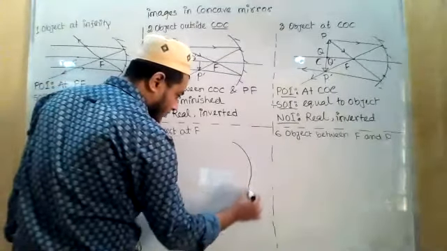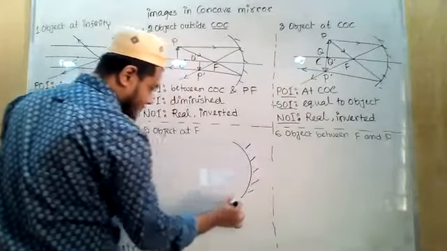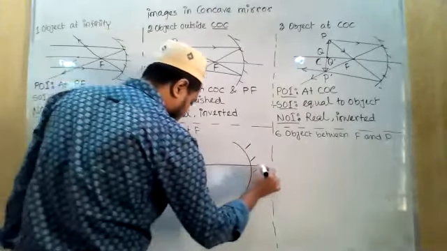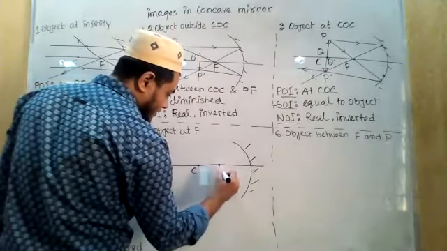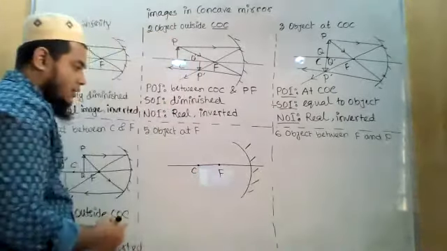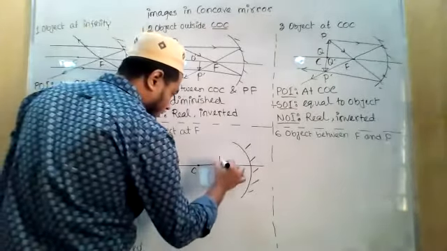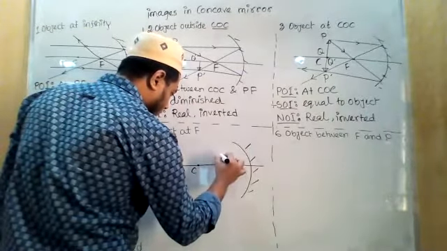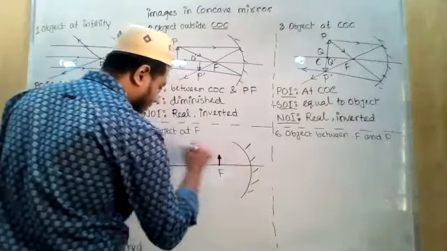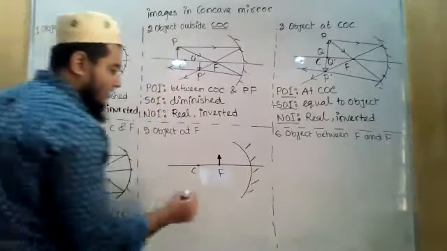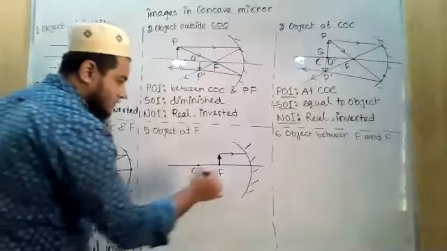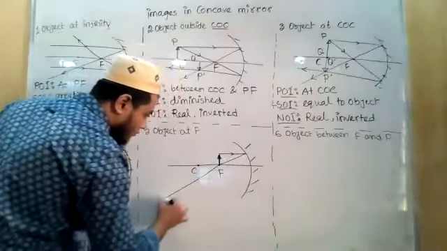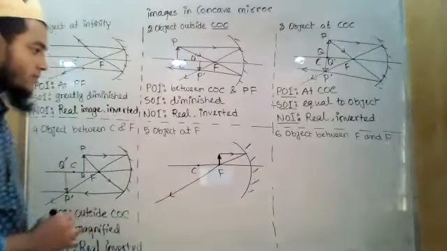So at principal focus, what is supposed to happen? This is the center of curvature. This is the principal focus. Okay, so the object will be now at principal focus. So what will happen? One light ray that is incident parallel to the principal axis, what will happen? It will pass through the principal focus, right?